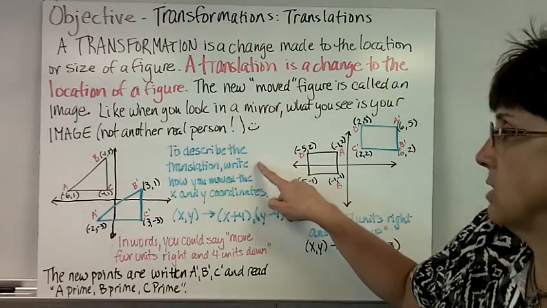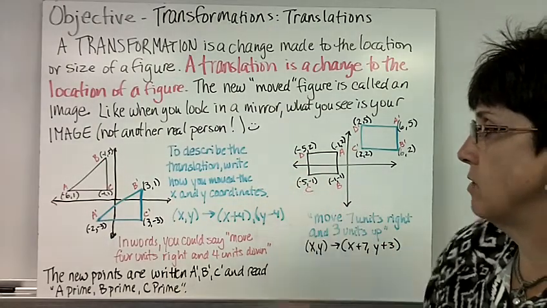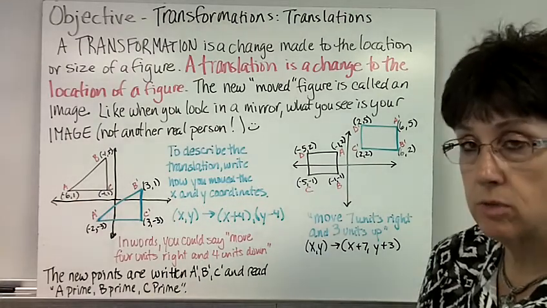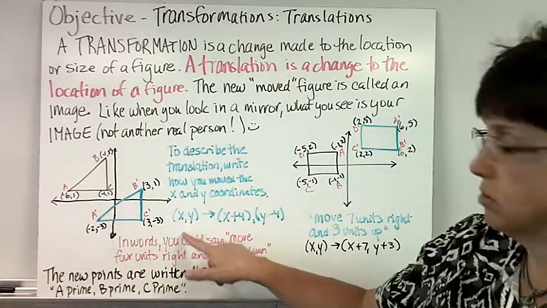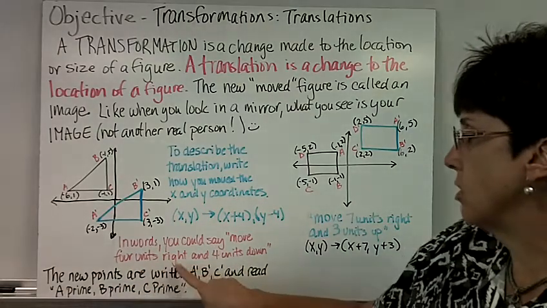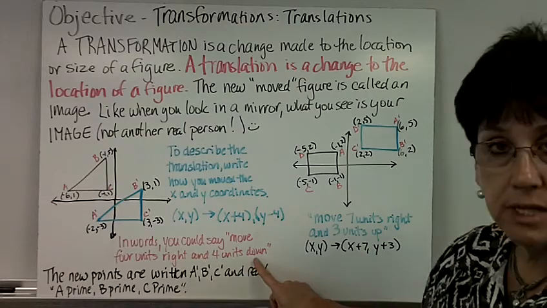To describe the translation, you write how you moved the X and Y coordinates. You can also write it in words, just describing it. So let's read the words first. In words, you could say, move 4 units right and 4 units down.